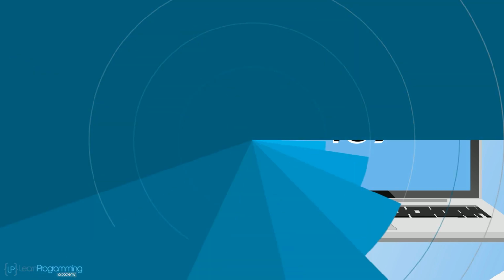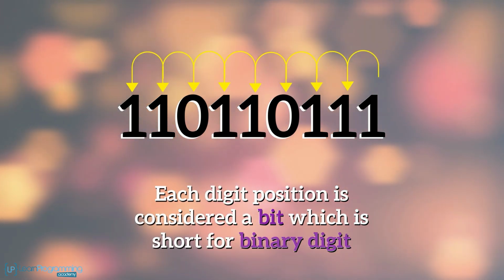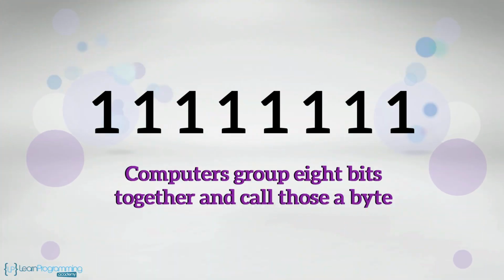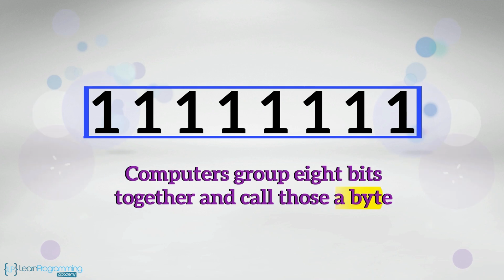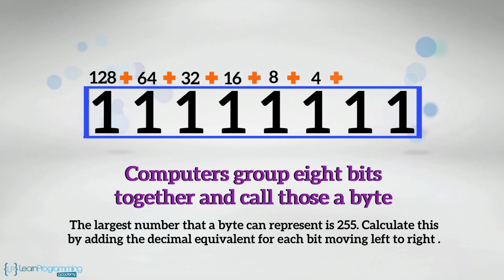One final thought about binary: each digital position is considered a bit, which is short for binary digit. Computers group 8 bits together and call those a byte. The largest number that a byte can represent is 255. Calculate this by adding the decimal equivalent for each bit moving left to right. 128 plus 64 plus 32 plus 16 plus 8 plus 4 plus 2 plus 1 equals 255.